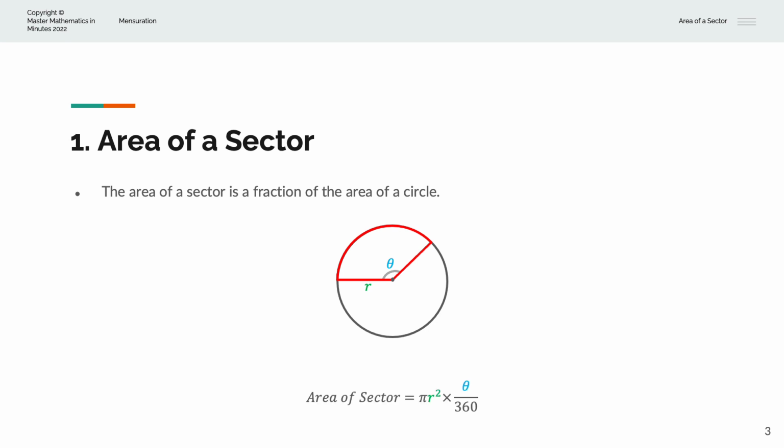The area of the sector is given by pi r squared, multiplied by theta over 360. So pi r squared is the area of the entire circle, and a sector is a fraction of that. And that explains why we multiply by theta over 360.